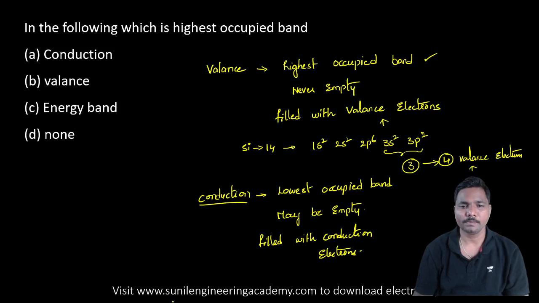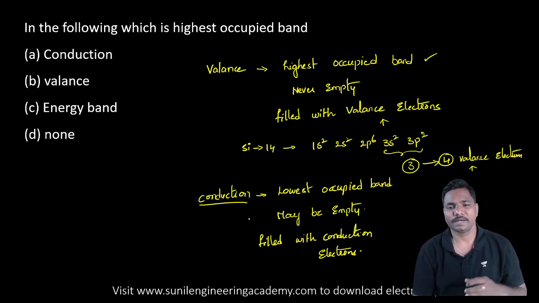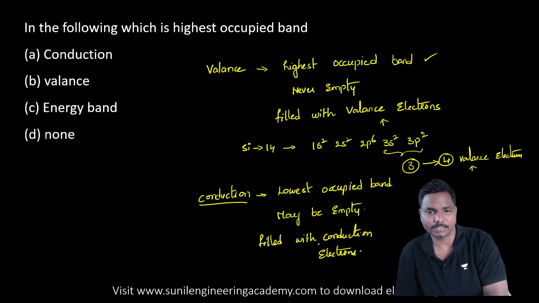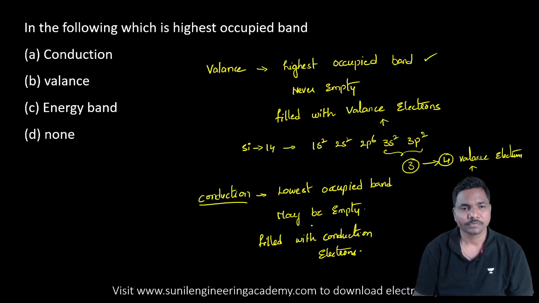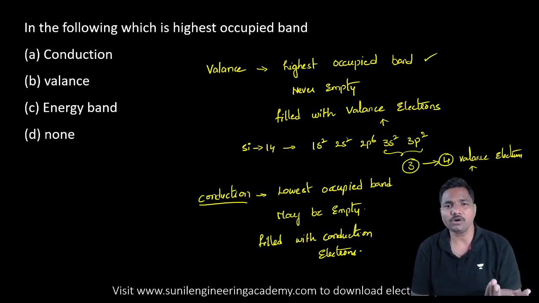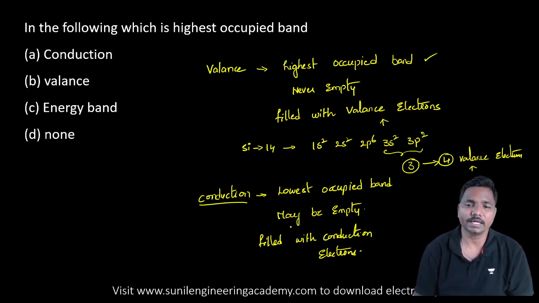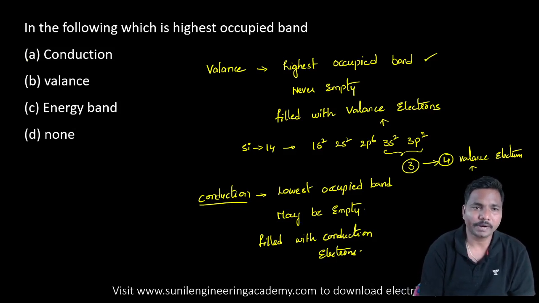For example, diamond does not participate in the conduction, that means it does not allow electricity. It doesn't have any conduction electrons. That means free electrons, it doesn't have free electrons, so it may be empty also. So highest occupied band is valency band, conduction band is the lowest.